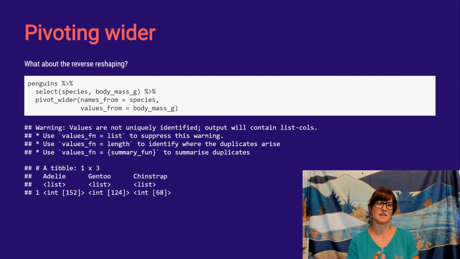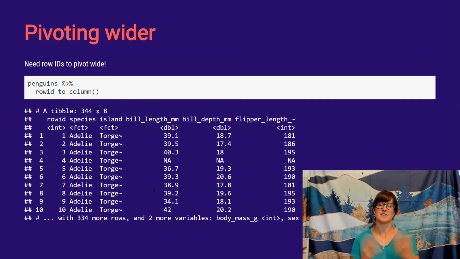What's going on here is that when we pivot wider, we need a column that identifies the individual penguins. There's a nice shortcut function for this in the tidyverse, row ID to column. There are many other ways to create this column if it doesn't exist. And so here what I've added on is not just the demographic information of each penguin, but I've given each penguin a label, just a number 1 through 344. And why this is necessary is because then when we pivot wider, we can keep track of which values in the new columns corresponded to which penguin.